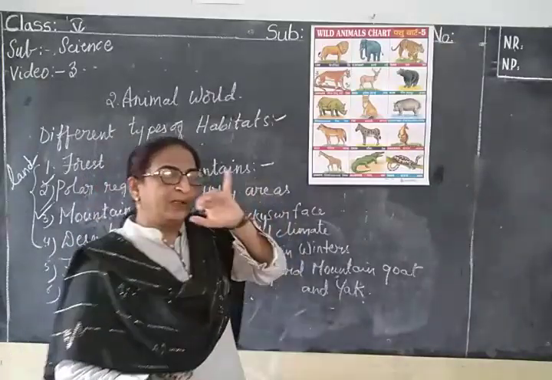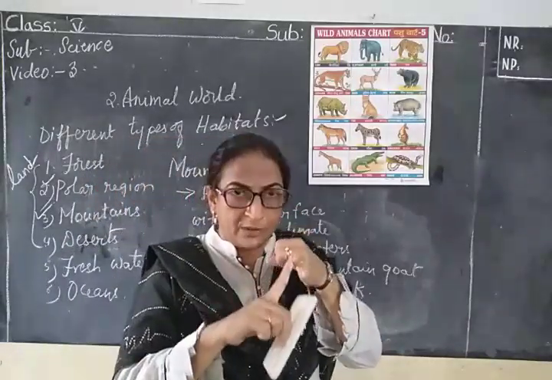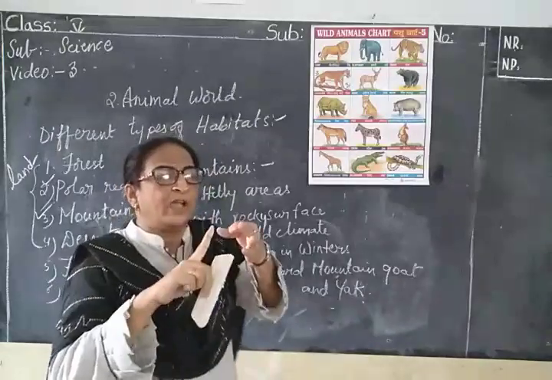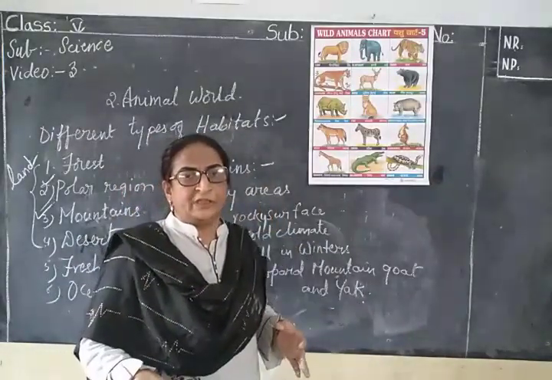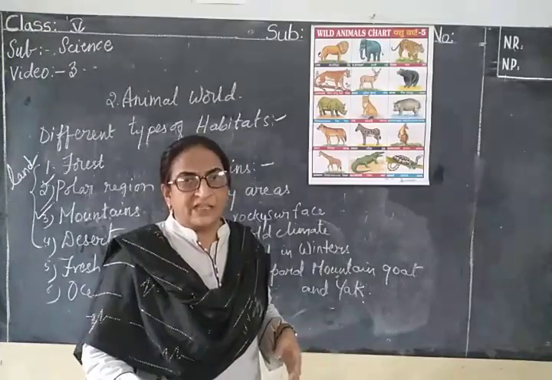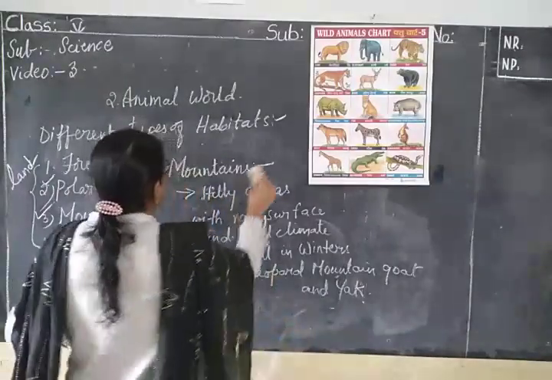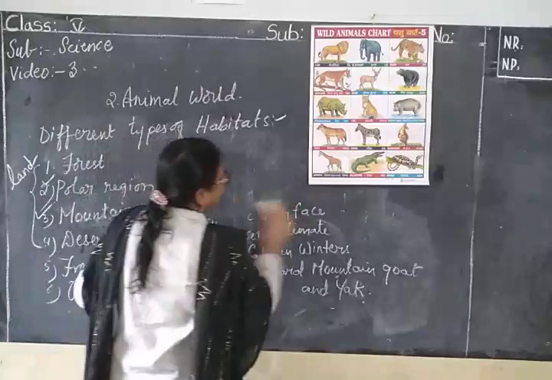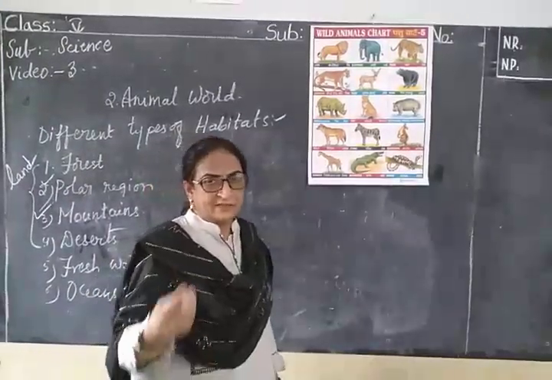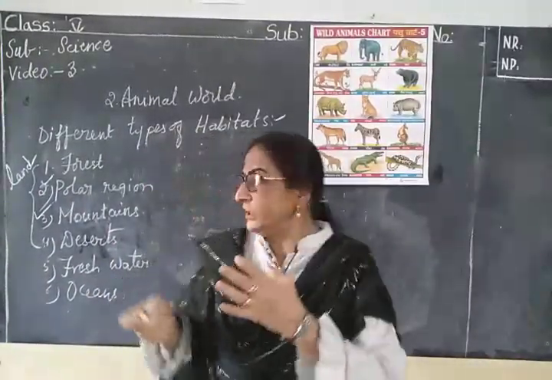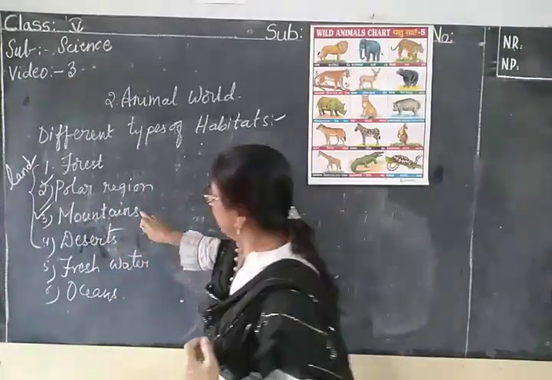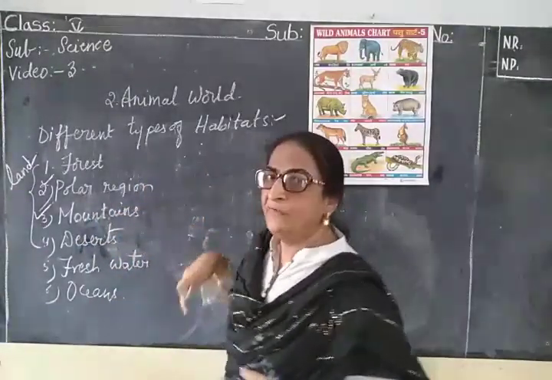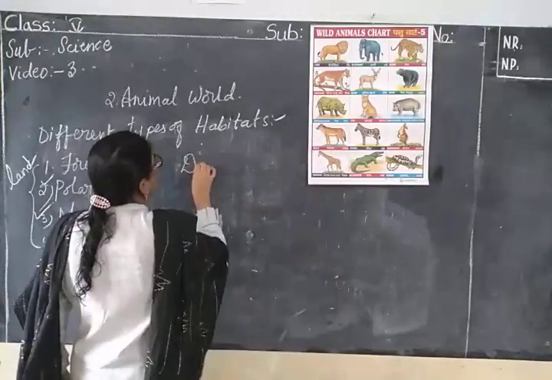So you have learned about the forest, you have learned about the polar regions, now you have learned about the mountains. Next I am going to continue with another habitat, that is desert. Now let us learn about the deserts. We have learned about forests, polar regions, and mountains. Now what is a desert?